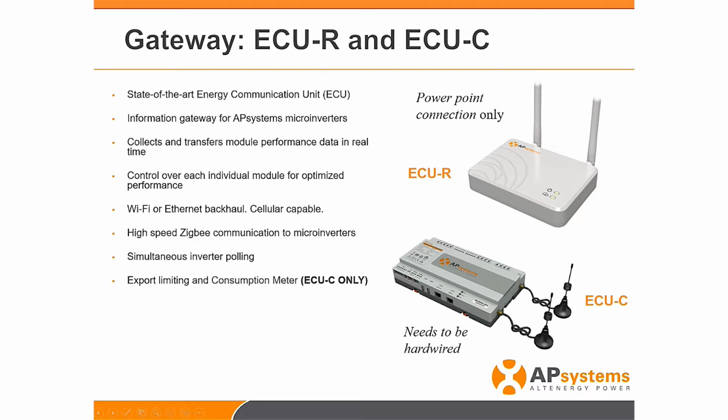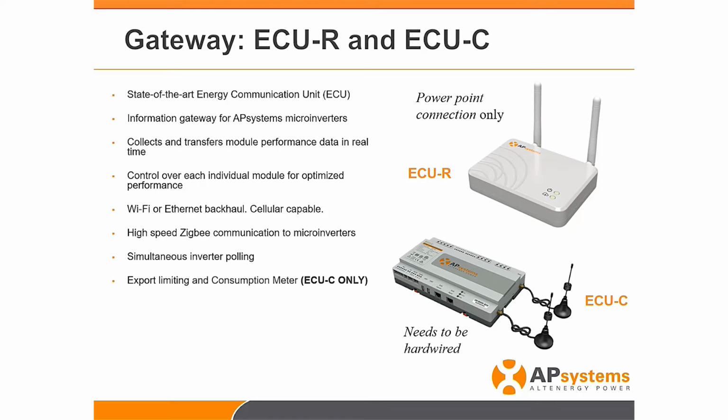Okay, so that's about the inverters. Now let's talk a bit about the gateway, which is ECU-R and ECU-C. State-of-the-art energy communication unit, that's the ECU, and information gateway for AP Systems microinverters, collects and transfers module performance data in real time. So with ECU-R or ECU-C, either of them, you'll be able to monitor panel by panel production data and see how much each of your panels is producing, and control each individual module for optimized performance.